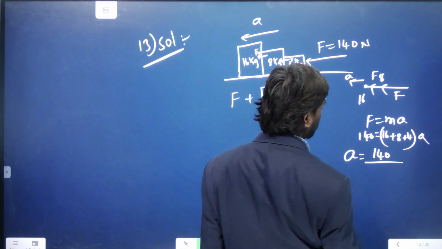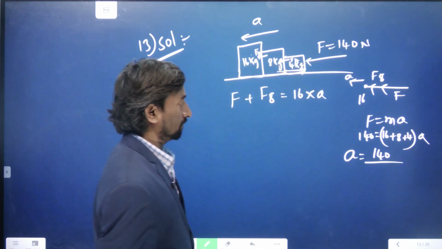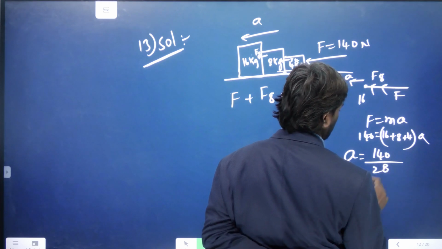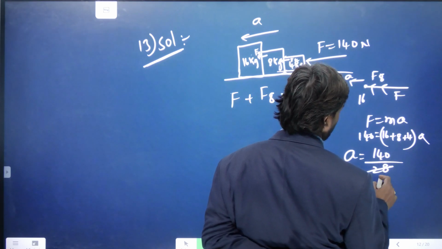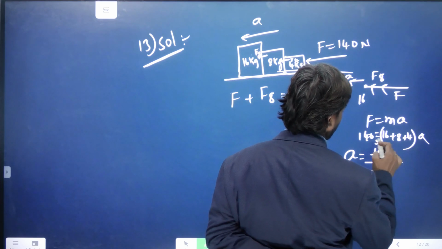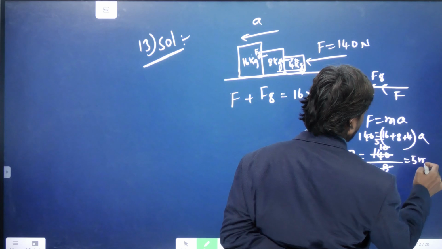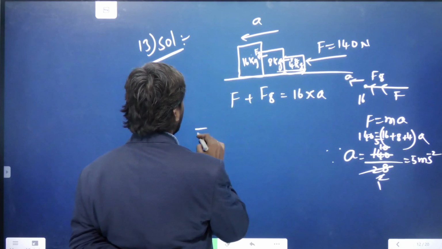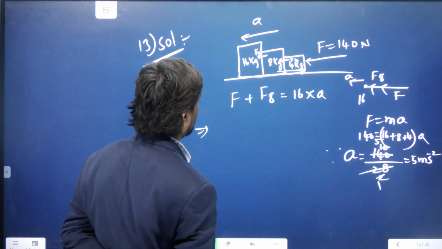A is equal to 140 divided by 28. So how much do we get? 14 twos and 14 tens and 2 ones, so we get 5 meter per second square. We got the acceleration now. Substitute the acceleration and all the values, and you will get the answer.